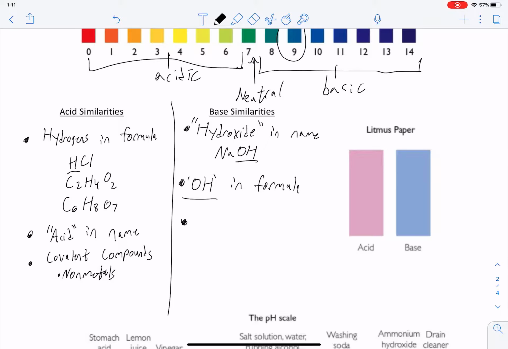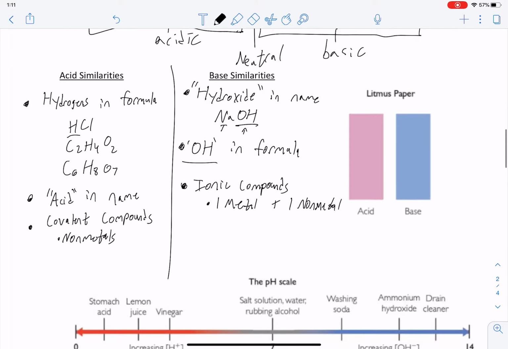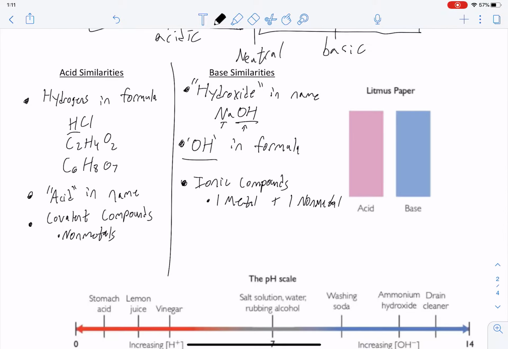And one more thing that is true for all basic compounds is that they are mostly ionic compounds, right, where we have one metal and one nonmetal. It doesn't have to be 1 and 1. Sometimes we see a polyatomic nonmetal bonded with one metal. So we have something like sodium carbonate, like NaCO3, and that is not unusual to see. So those are similarities, 3 of each. You'll need those for the questions below.